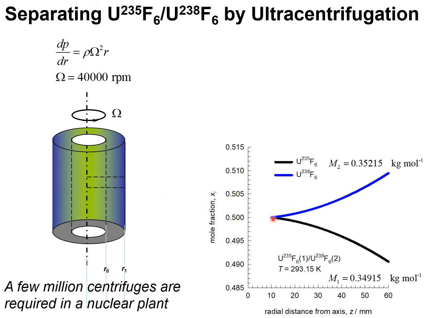And if we start with a uniform composition mixture, the composition at the periphery would be richer in the heavier isotope, because the heavier isotope experiences a larger effect of the centrifugal force.